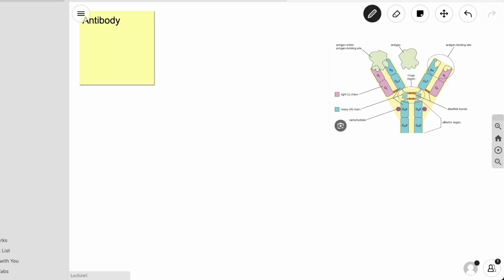Remember, I said antibodies consist of 4 interconnected polypeptide chains arranged in a Y shape. So antibody will have a shape like this, a Y structure. This is the first thing you should know about antibody. Now this Y structure is made up of two heavy chains and two light chains.